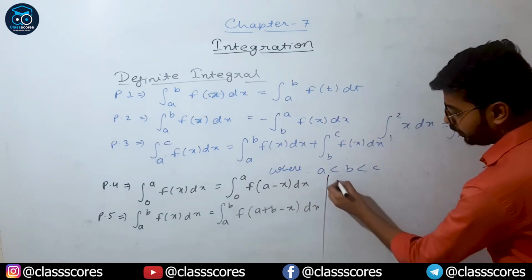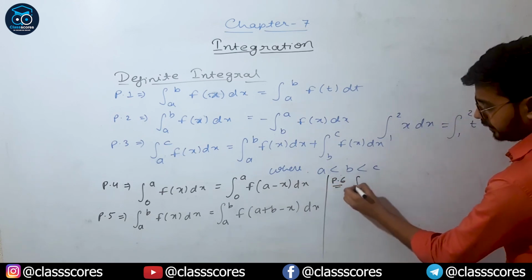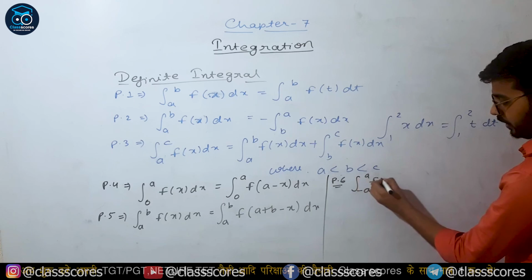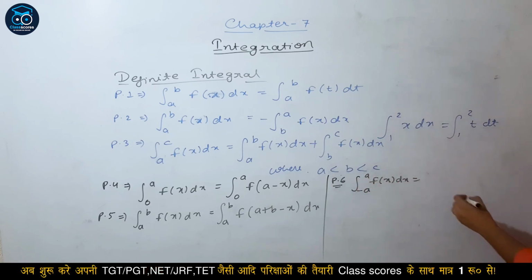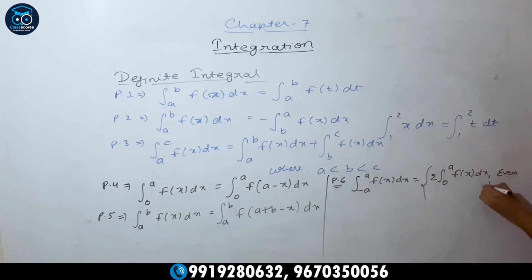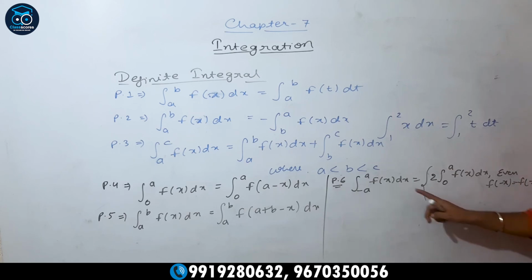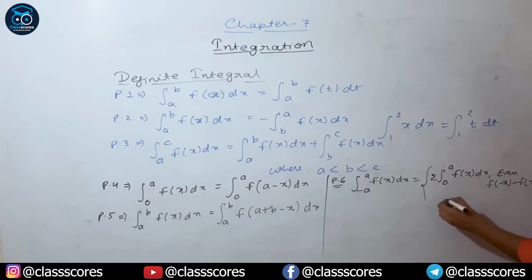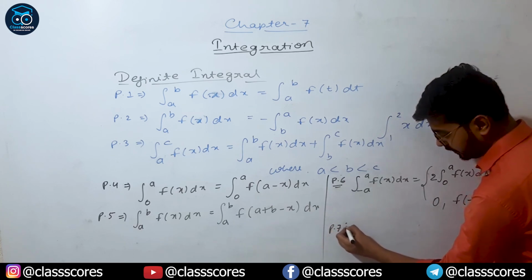Clear? Now moving towards the sixth property, integration of minus a to a f(x). It consists of two formulas. Either it will be considered as twice of 0 to a f(x) dx. It will be only possible when the function is even, or we can say f of minus x is equal to f of x. In that case, the function will be considered in this form. If the function is odd, then the integration of that function is directly 0. Clear? So this is property 6, and last property 7.